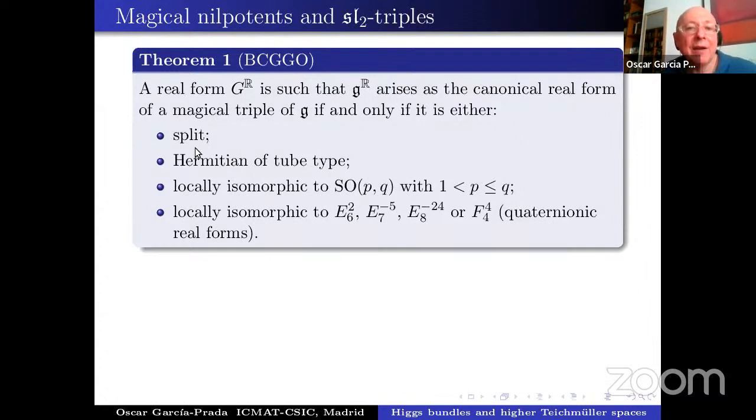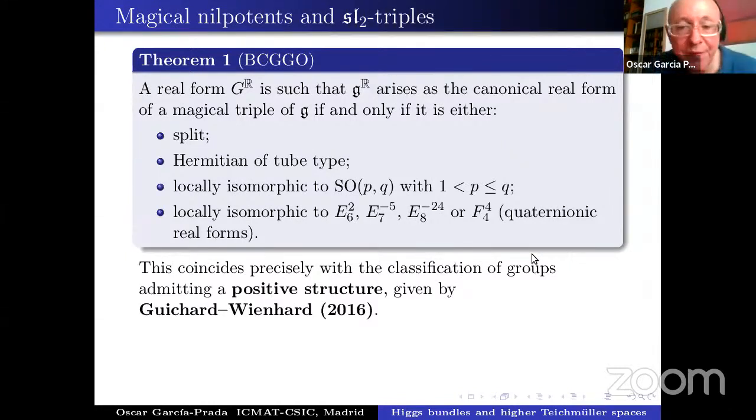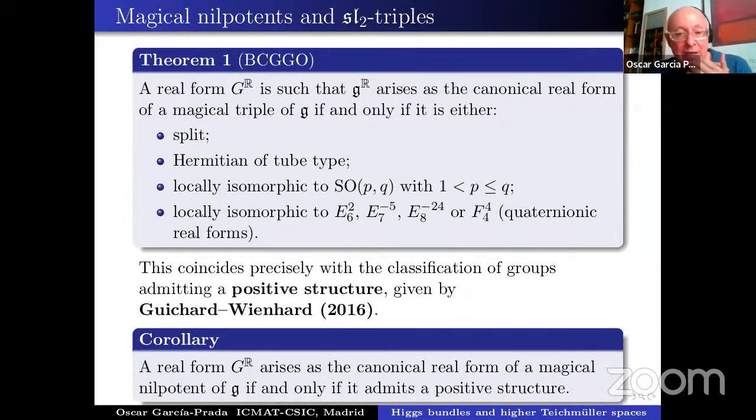And it turns out that the list is the following. You have the split real groups, no surprise, Hermitian of tube type. Then you have groups locally isomorphic to SO(p,q). And then the list is completed by exceptional groups, some real forms of E6, E7, E8, and F4 that are characterized by the property that the symmetric spaces they define by quotienting by the maximal compact is a quaternion Kähler manifold. So this is the whole list. And this list coincides with the classification of groups admitting a positive structure given by Guichard and Wienhard, that I will come to later.